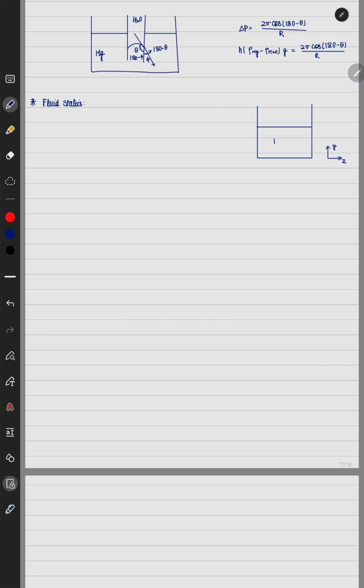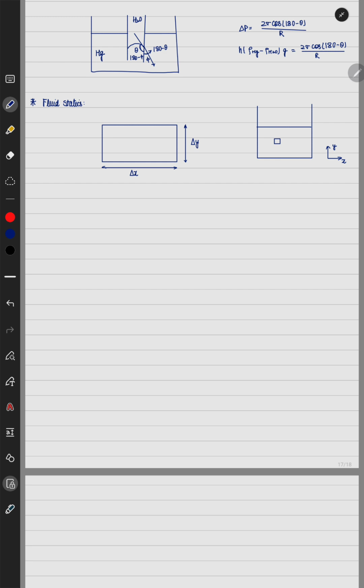Now I have taken a control volume inside, and the shape of the control volume is rectangular, and I want to draw this in enlarged view. So this is a cuboidal control volume, which looks like a rectangle from here. Suppose this length is given by delta x, and this length is given by delta y.